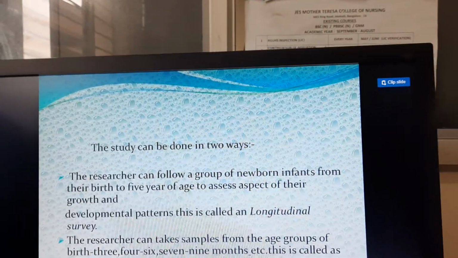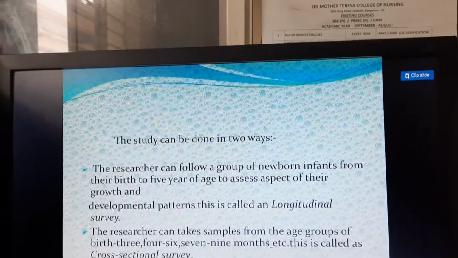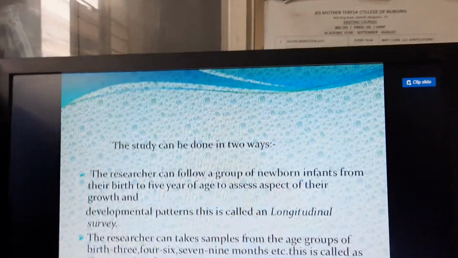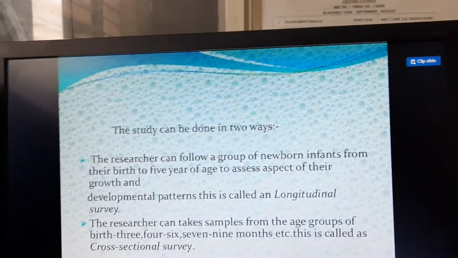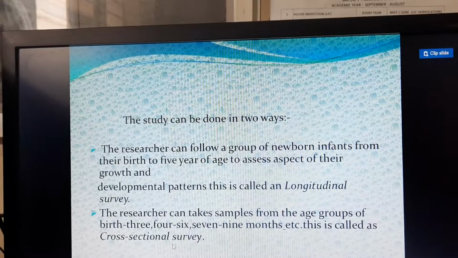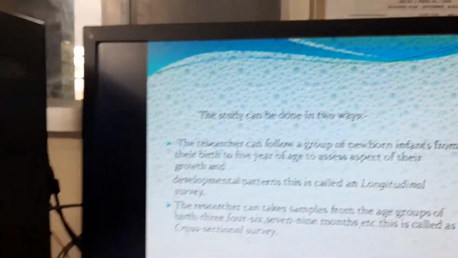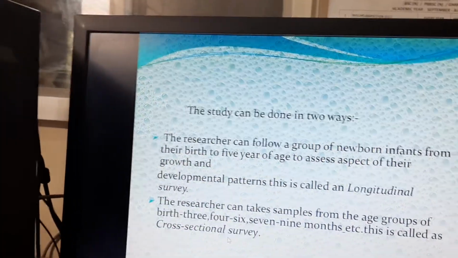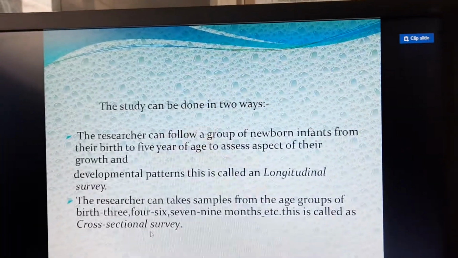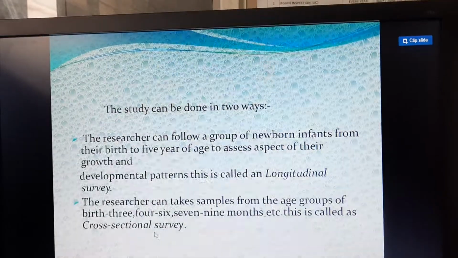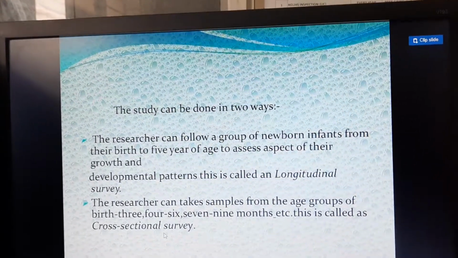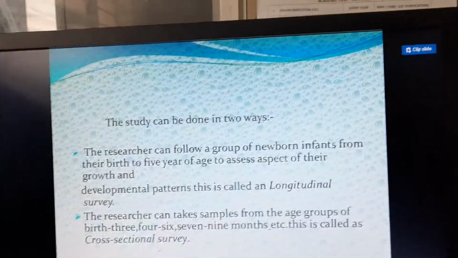The researcher can take samples from the age groups of birth, 3 months, 4 months, 7 months, 9 months. This is called a cross-sectional study.